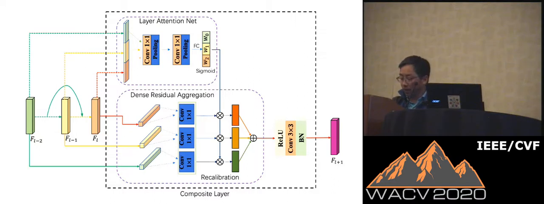In terms of the dense residual aggregation, it's motivated by the residual and dense connections. We introduce a novel strategy of feature aggregation that not only takes advantage of the power of residual learning in ResNet, but also preserves the merit of feature reuse in DenseNet. The recalibration operation is imposed on the features from previous layers.